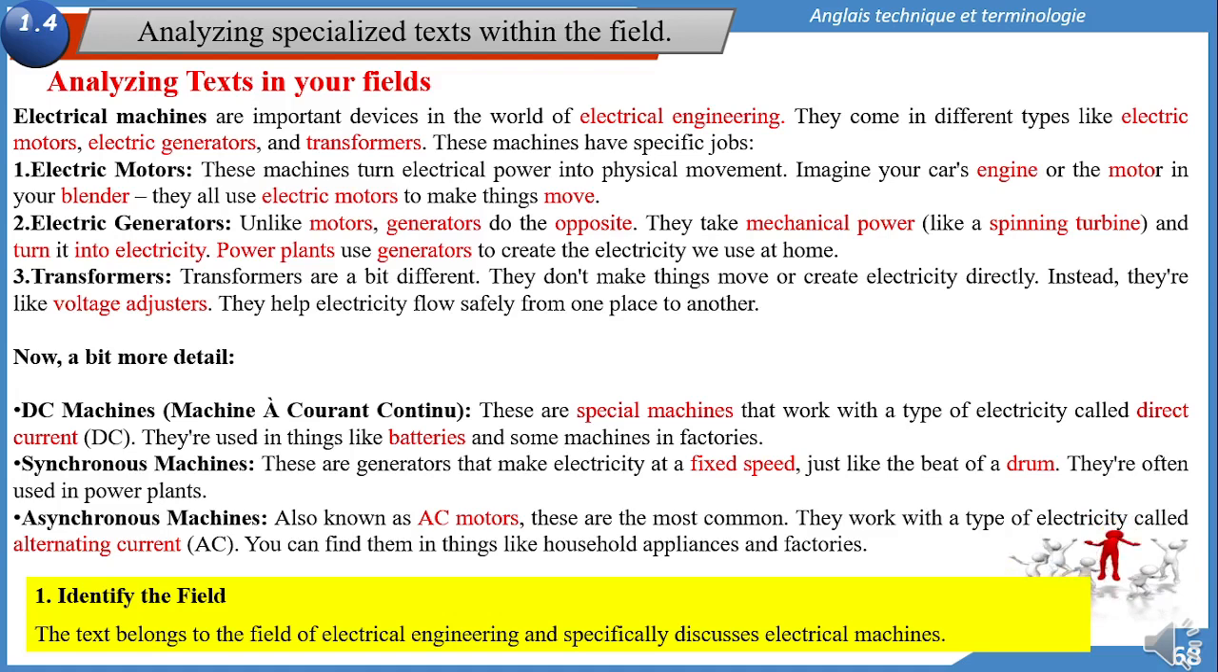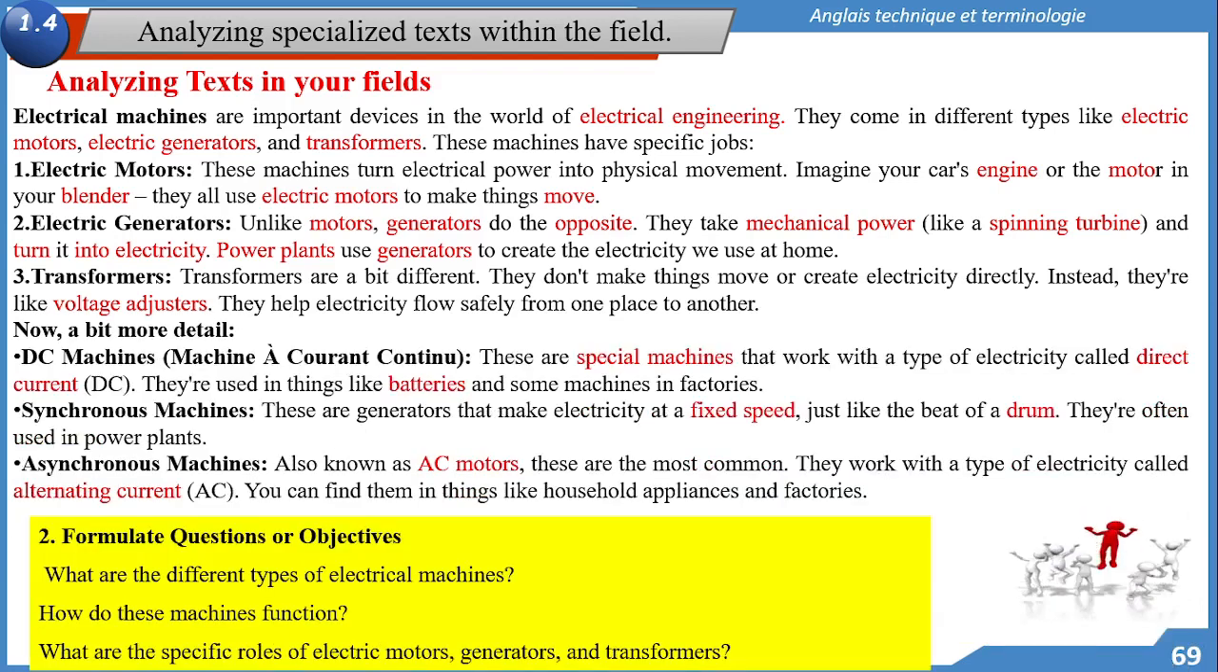So, the text here talks about electrical engineering and specifically electrical machines. This is when you identify the field. Okay, the field. Sorry. So, you could formulate questions or objectives like what are the different types of electrical machines, how do these machines function or operate, what are the specific roles of electrical motors, generators and transformers. So you could formulate these questions for this article.